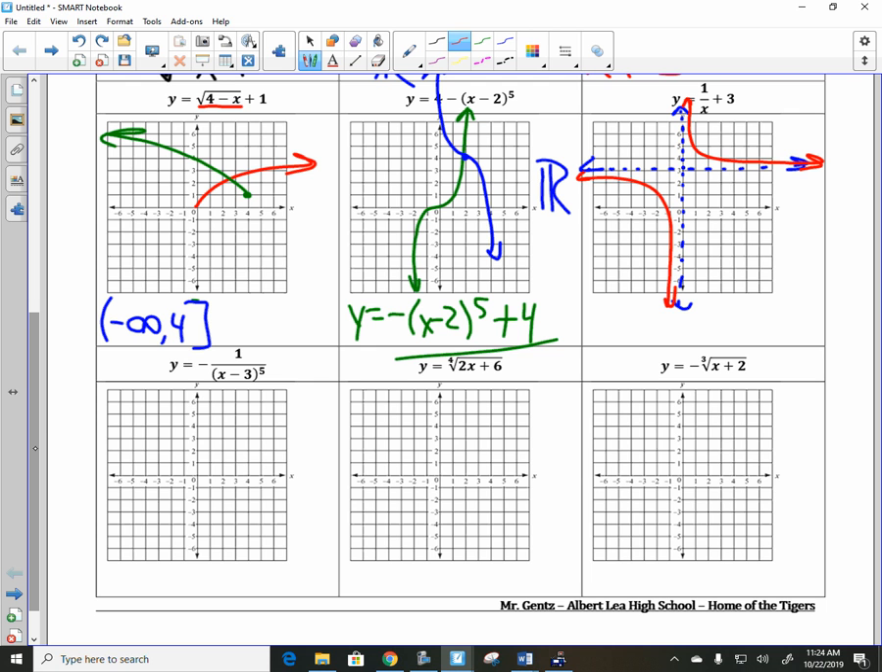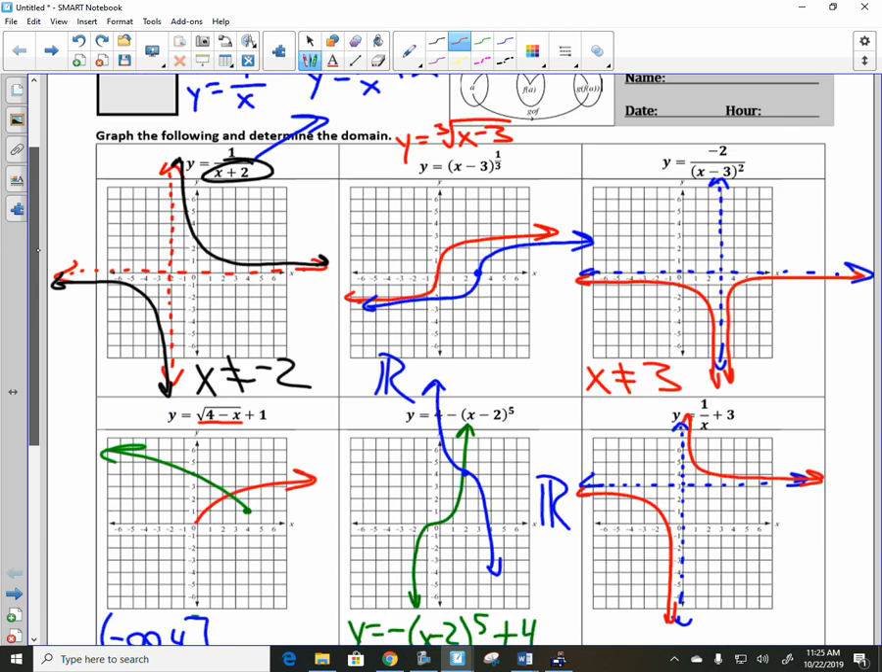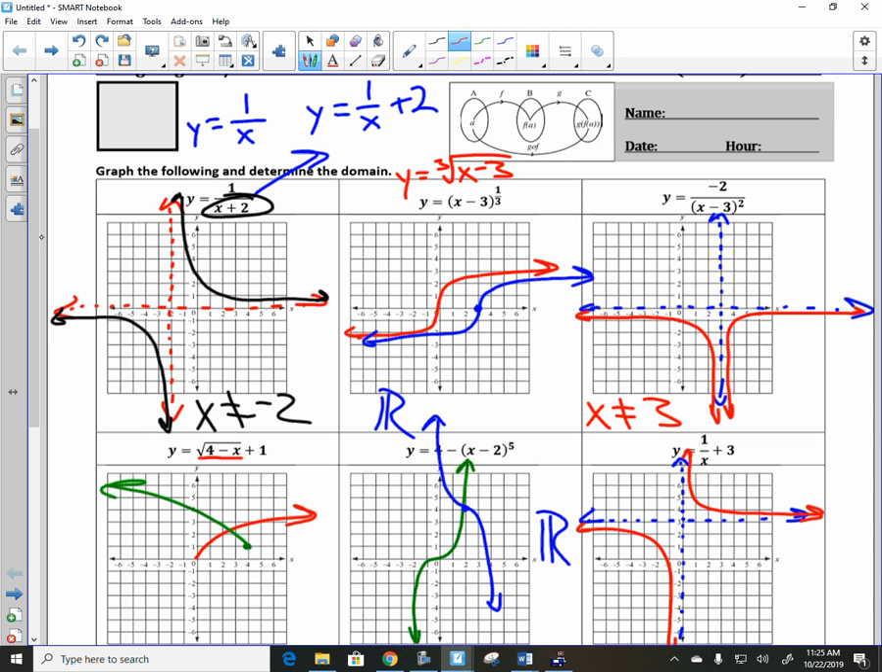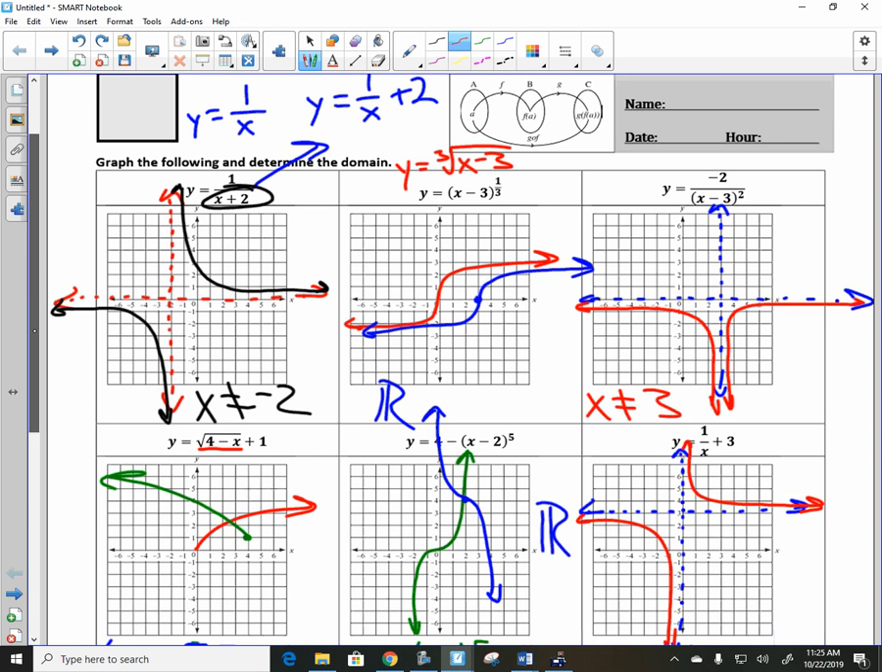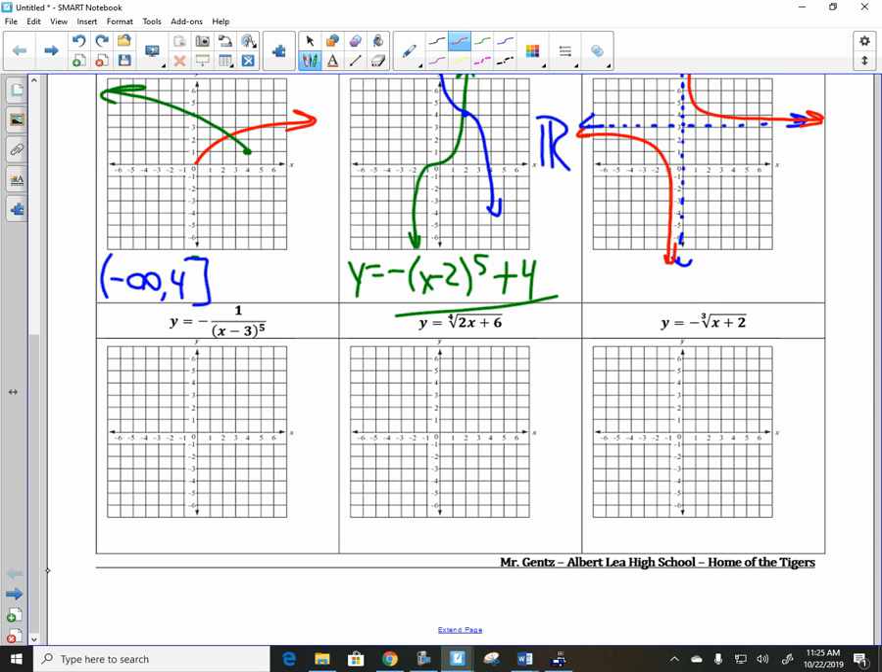Uh-oh. How's this next one different? Fifth power, not fifth root, fifth power. So is it going to look more like the first one or more like the third one? Which one do you think? The first one, why? Because it's an odd degree. Very good.